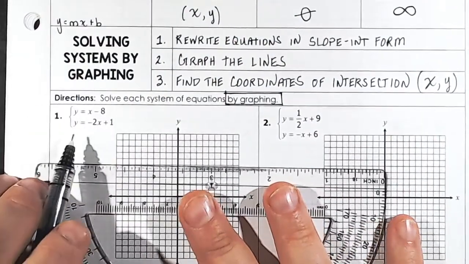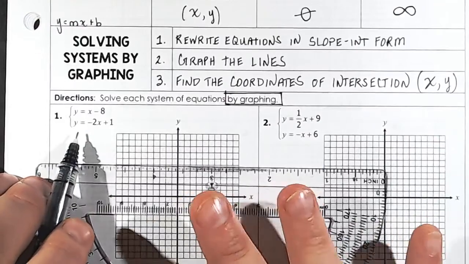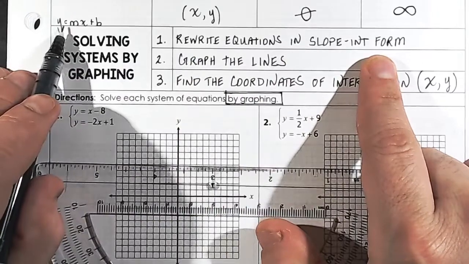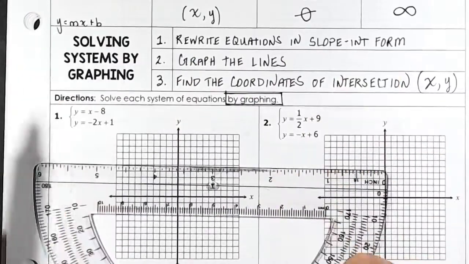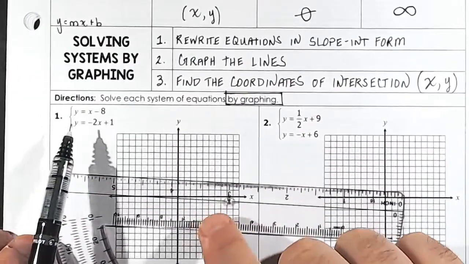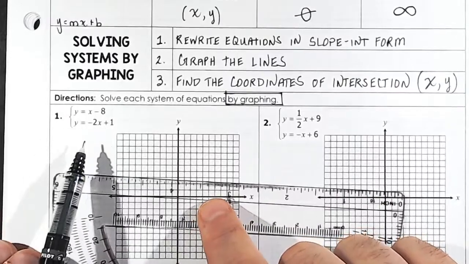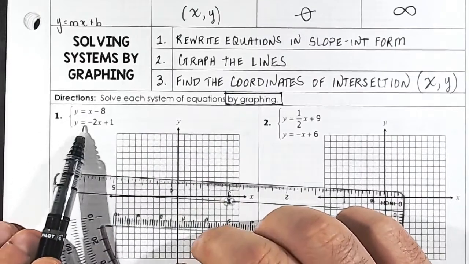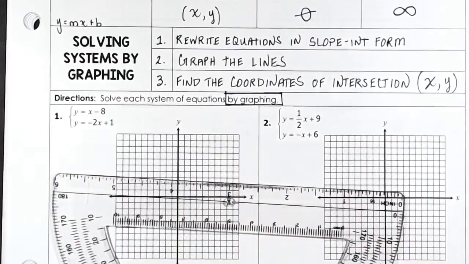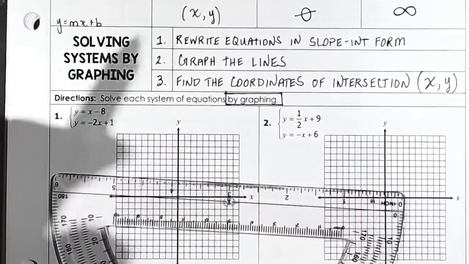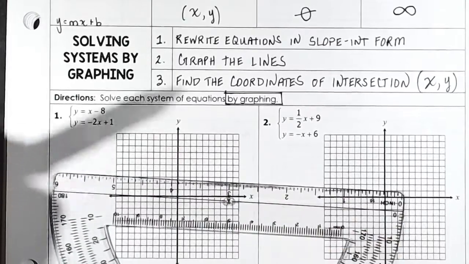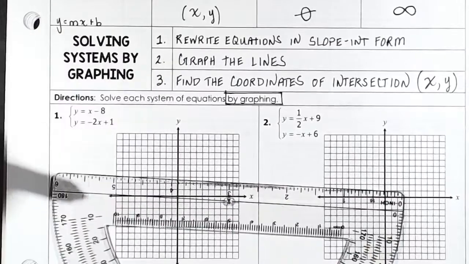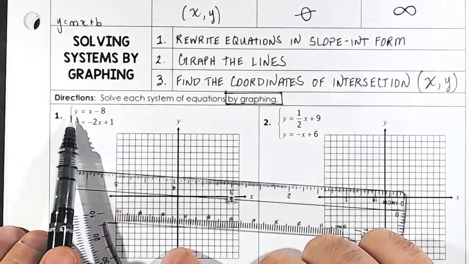So here, remember, our very first step is to rewrite the equations in slope-intercept form, where it's y equals mx plus b. And here we do already have two equations that are in slope-intercept form. We have y equals x minus 8 and y equals negative 2x plus 1. So we've done step one, done for us already. Step two is to graph the lines. So we're going to graph these one at a time.